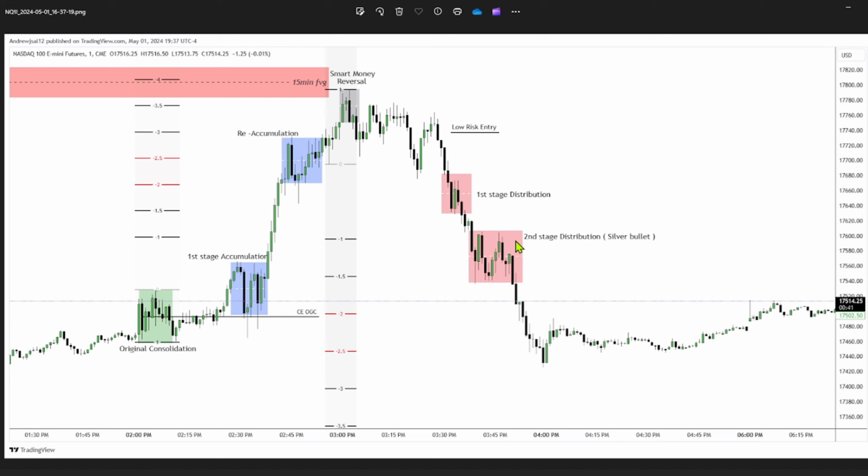Then you have your second stage distribution, right? This is your silver bullet. Couple chances to enter in there, and then you get speed all the way down, creating the low underneath the original consolidation, then it comes back into the close. From 2 to 4, right?